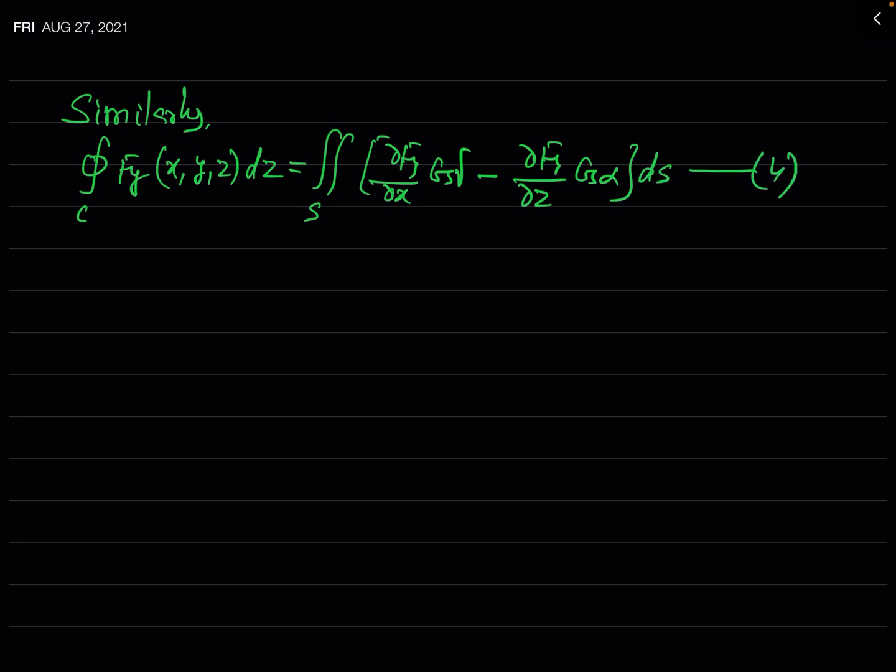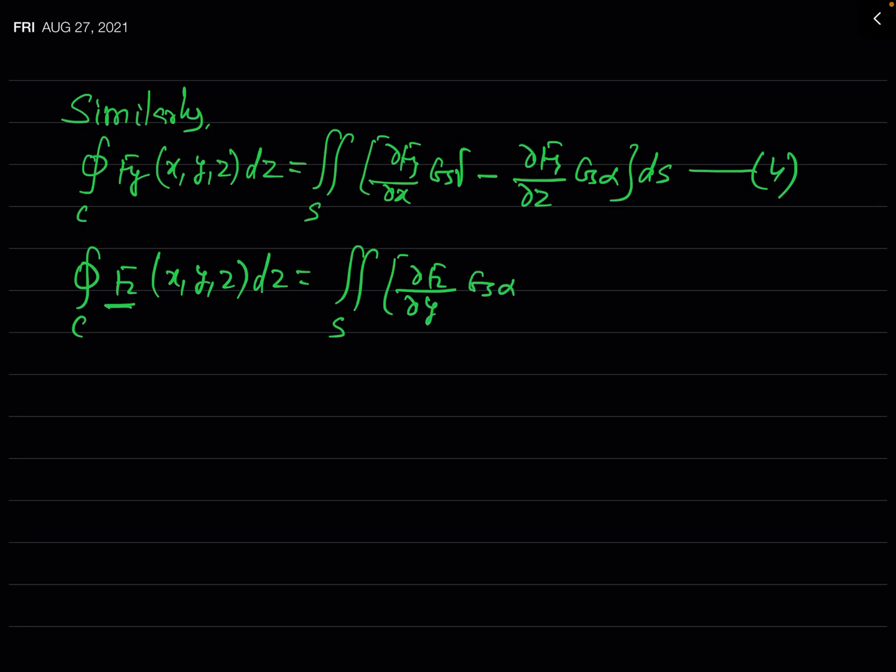Say this is equation number 4: the integral of fz of x, y, z, dz. This will be the integral over s. Now here we should write the partial derivative of fz with respect to x and y, not with respect to z. Remember it. So this will be del fz by del y times cos alpha. Direction cosines will be in the direction of x and y, not in the direction of z in this term, and minus del fz by del x into cos beta ds.